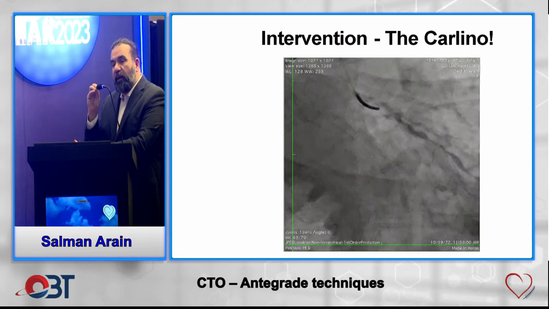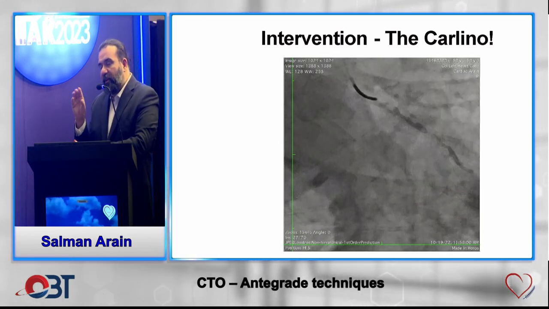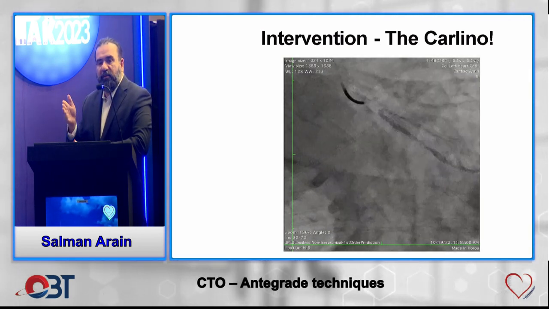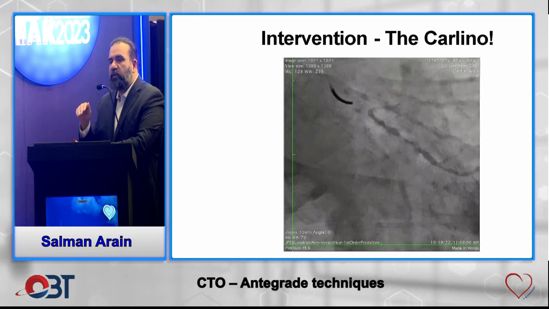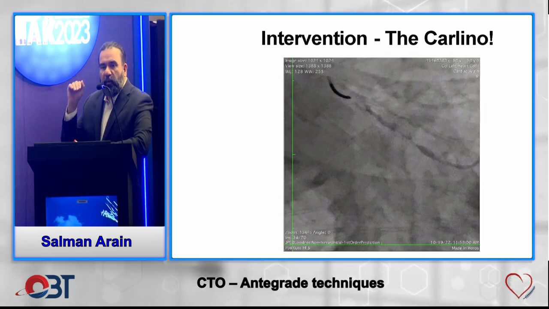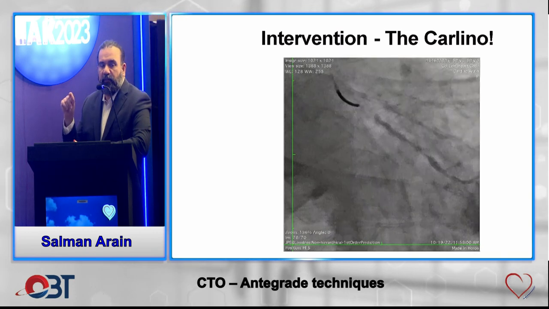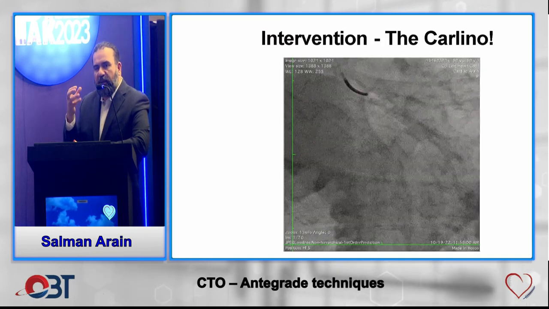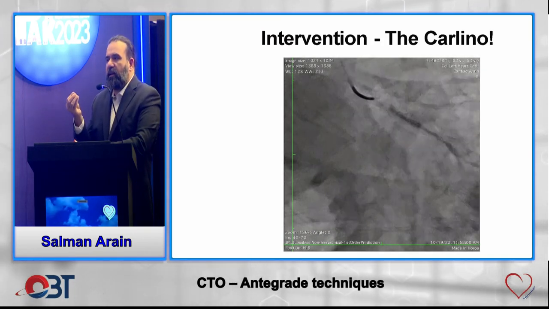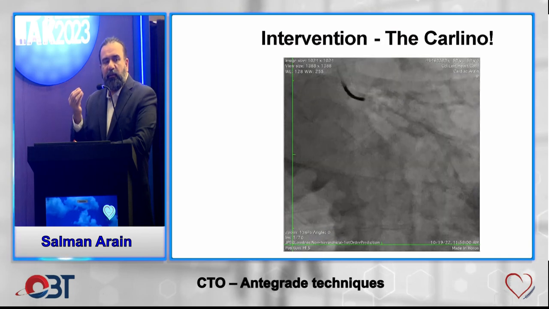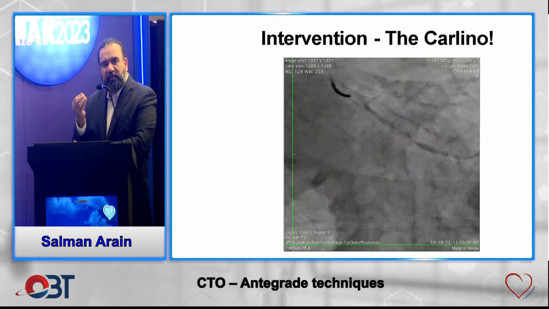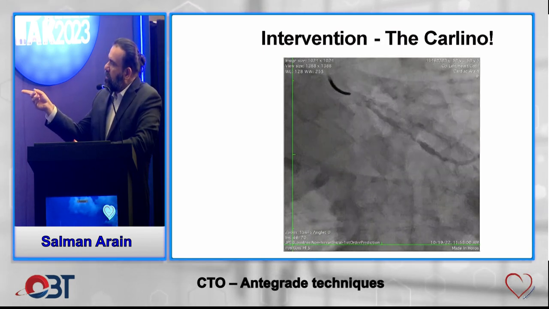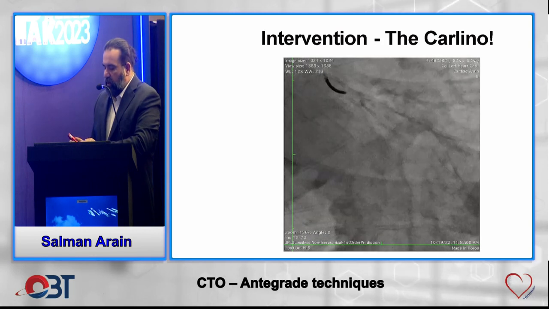When you want to minimize the destruction to the cap or to the CTO, I think this is a better technique. In this, you cross the cap, and the moment you cross the cap, you take the wire out. Because what you don't want is the wire to start making a channel, because if the wire makes a channel, then the contrast will follow that channel. Once you're inside the cap, then you gently, very slowly, inject contrast. And the idea is that the contrast will find a path through the calcium and all the soft spots, the path of least resistance. In this case, we were lucky because it showed us exactly where the connection is.